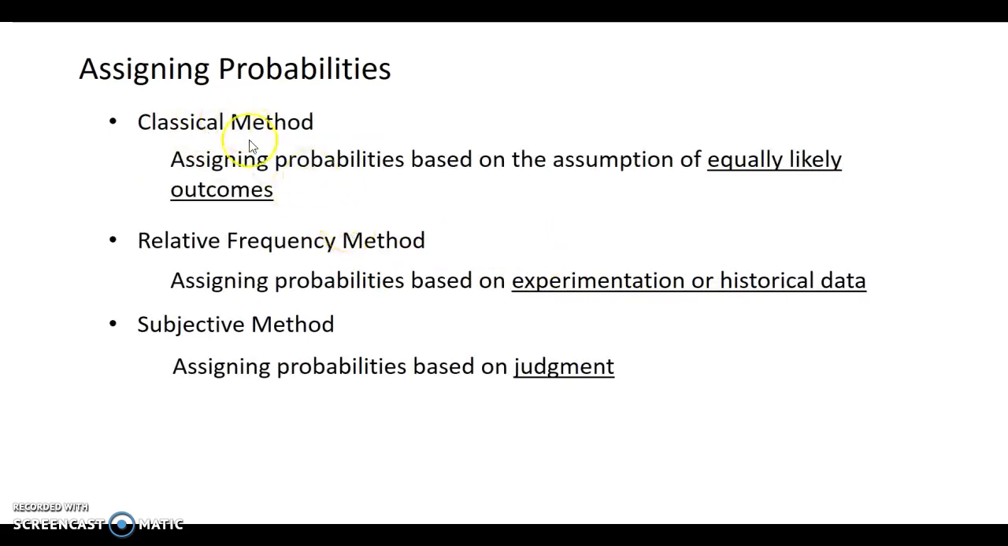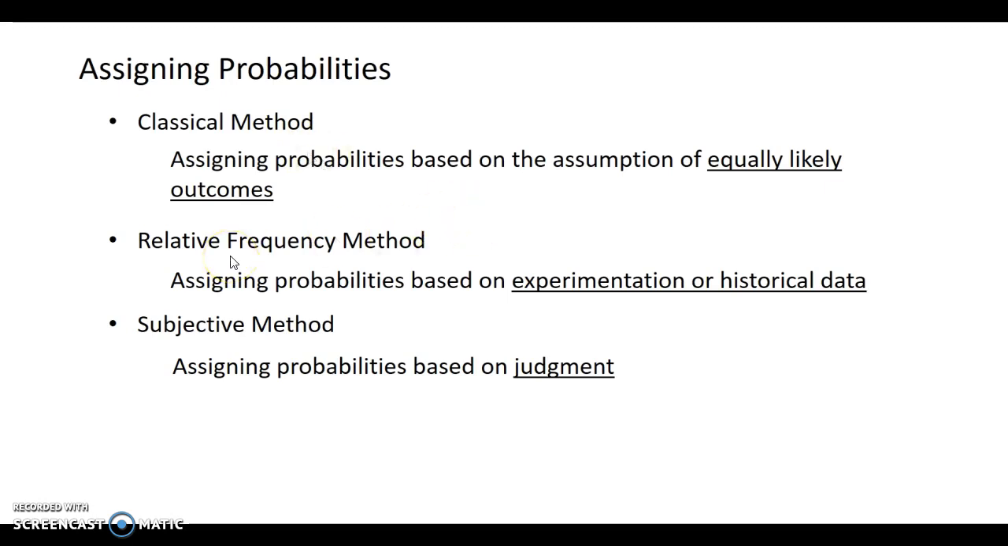There's the classical method. Here we assign probabilities based on the assumption of equally likely outcomes. Examples of classical method when assigning probabilities are the flip of a coin. The probability of a heads is exactly equal to the probability of a tails. Those are the only 2 outcomes, 0.5 and 0.5, and they add up to 1. Another example, the dice roll. The probability of rolling any number on a fair dice on one roll is 1 over 6.